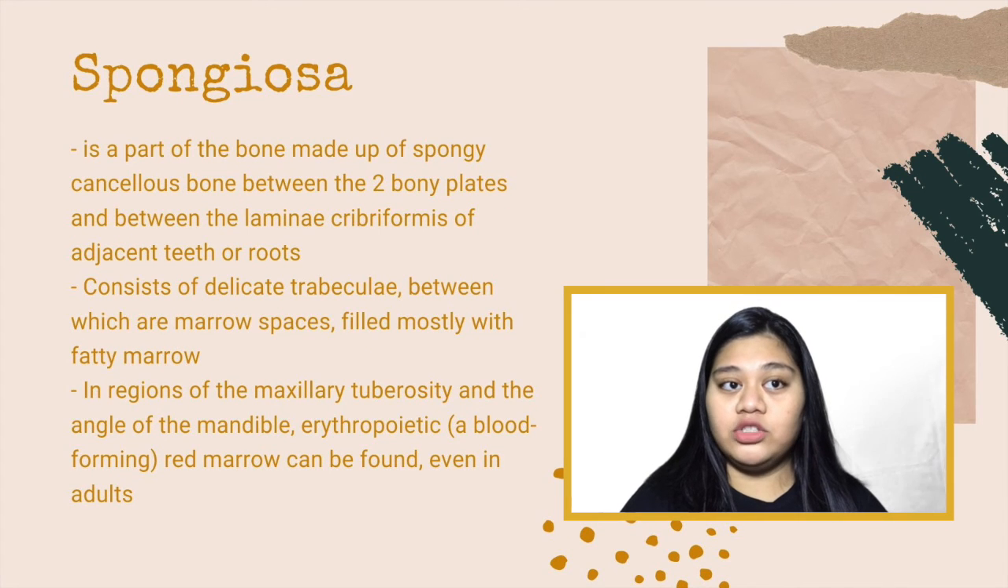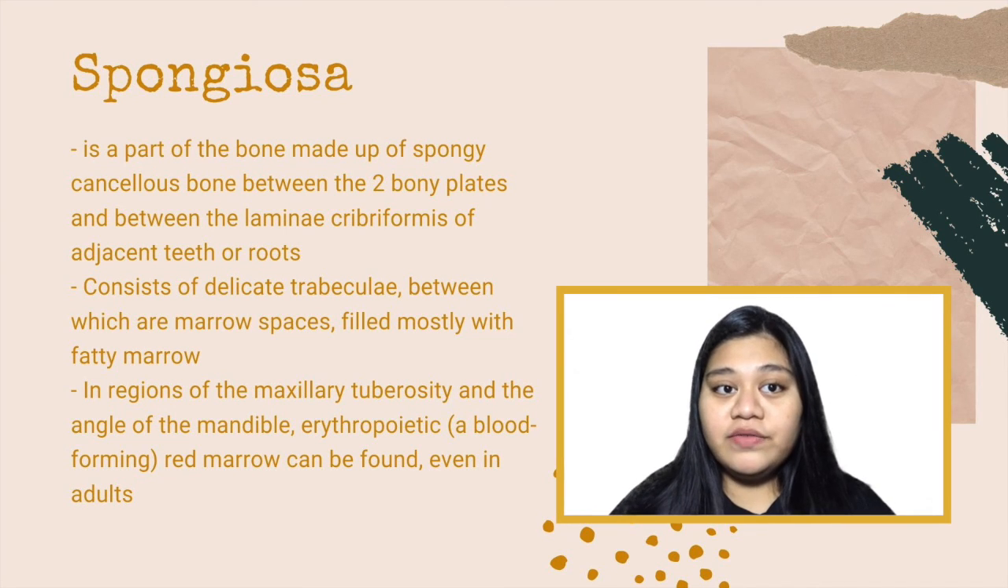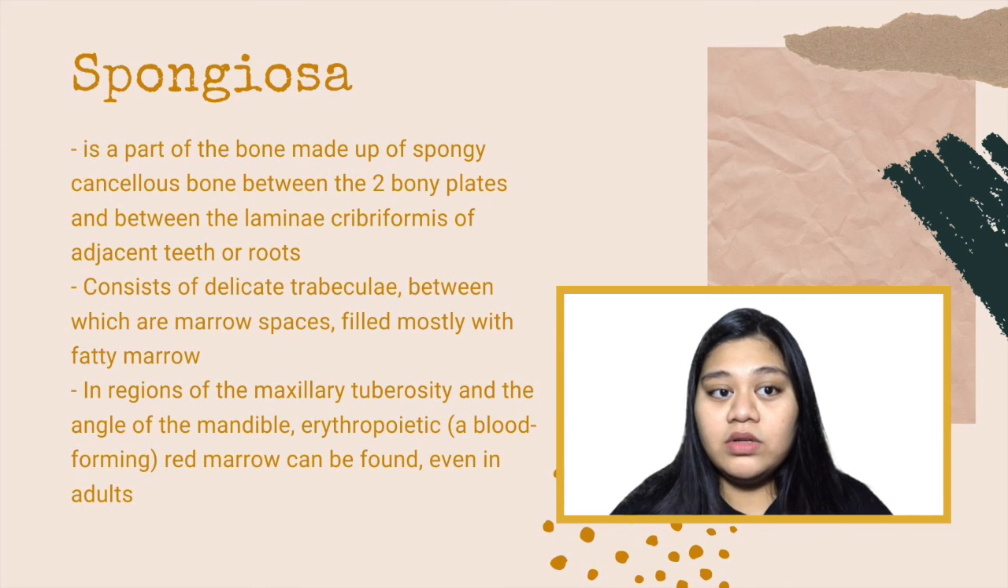The next one is the spongiosa. It is a part of the bone made up of spongy cancellous bone between the two bony plates and between the laminae cribriformis of adjacent teeth or roots. It consists of delicate trabeculae, between which are marrow spaces filled mostly with fatty marrow. In regions of the maxillary tuberosity and the angle of the mandible, erythropoietic or blood-forming red marrow can be found, even in adults. The alveolar process of the maxilla contains more spongy bone than that of the mandible.